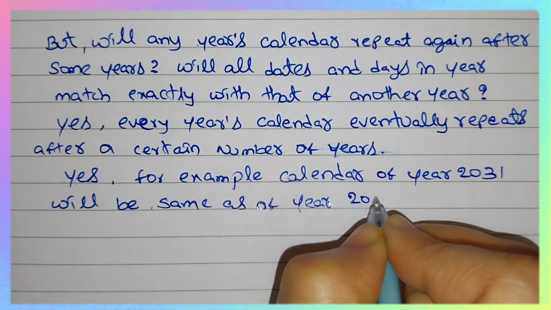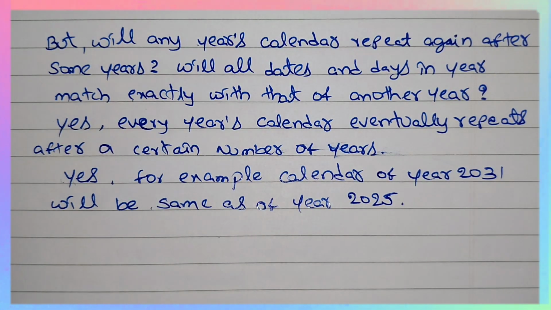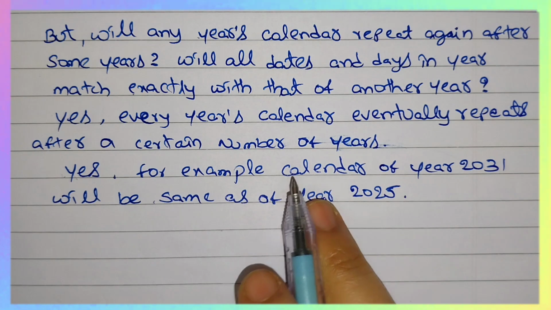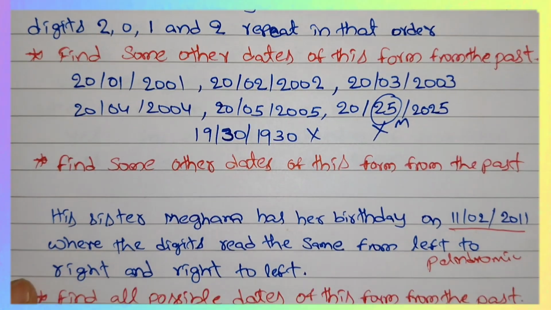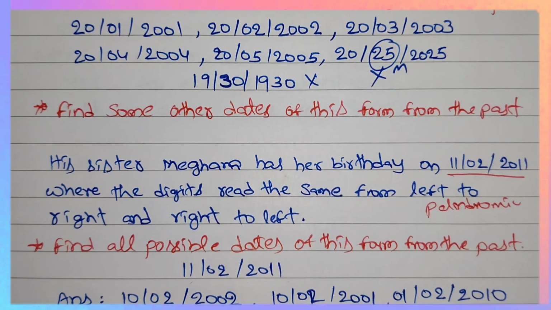Will all dates and days in a year match exactly with that of another year? Yes, for example, the calendar of year 2031 will be exactly the same as the calendar of 2025.